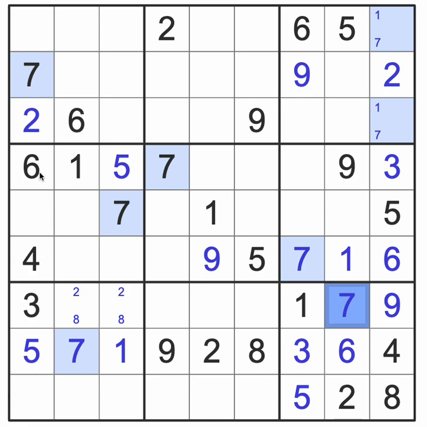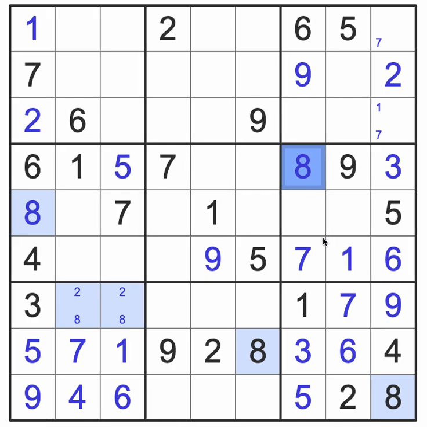Oh, and now 6 here blocks these. These cannot be 6. So 6 has to come here. That means these are 4 and 9. 4 is here, blocking this cell, gives me 9, and this is 4. And these two are 1 and 8. 1 here blocks this cell, gives me 8 and 1. This 8 blocks here, gives me 8 here.